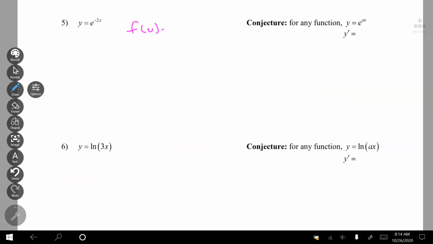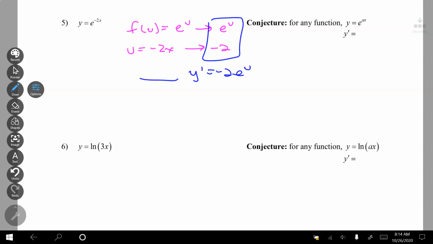Well, let's try this one. So my outside function is e to the something, and that's the easiest derivative of all time, and the inside stuff is just negative 2x, and that derivative is just negative 2. And when I multiply my box, I get y prime is equal to negative 2e to the something, and now I have to rewrite it without the u involved, and I get y prime equals negative 2e to the negative 2x. So my conjecture is, if I have e raised to an exponent with an a in front of the x, I'm going to get a e to the ax.